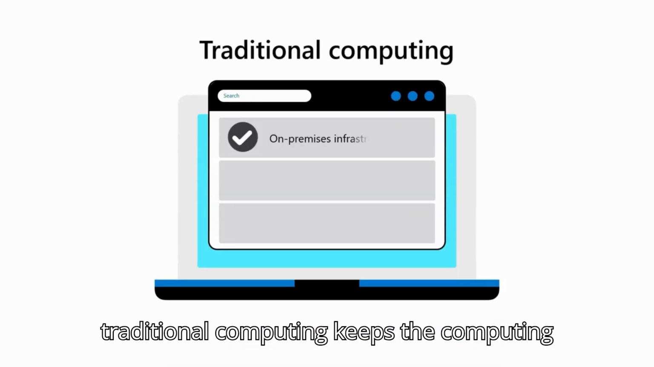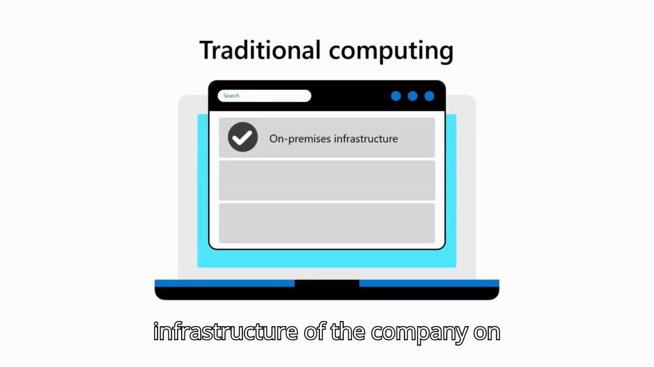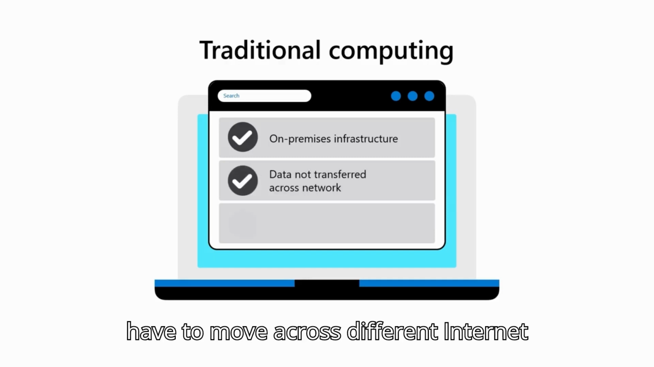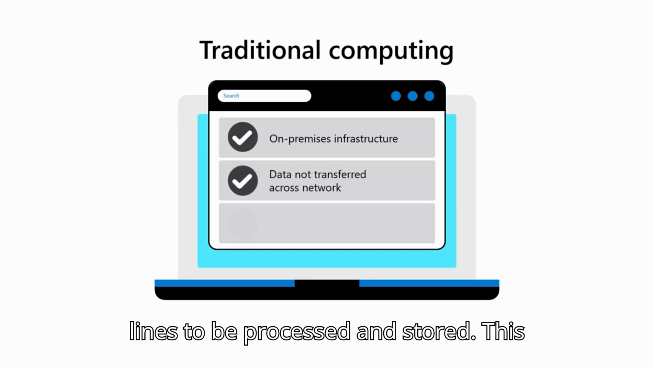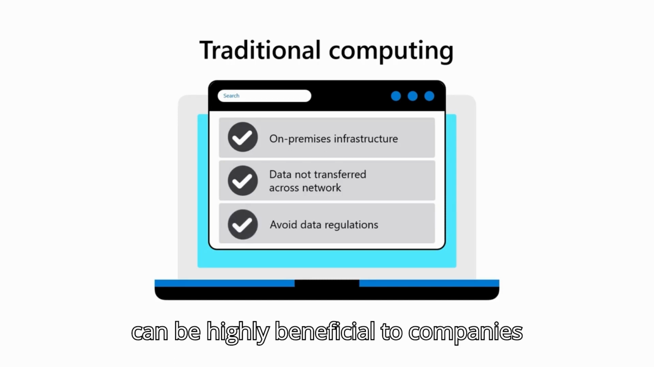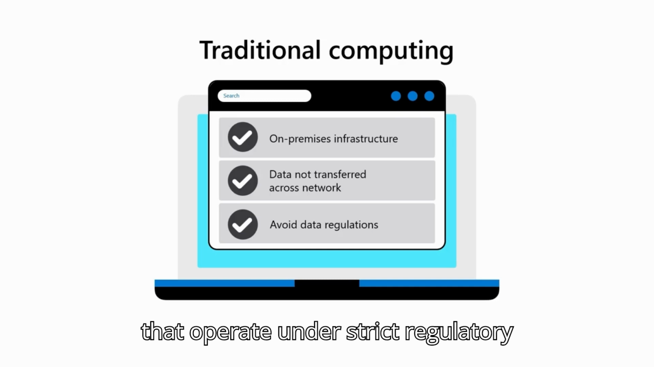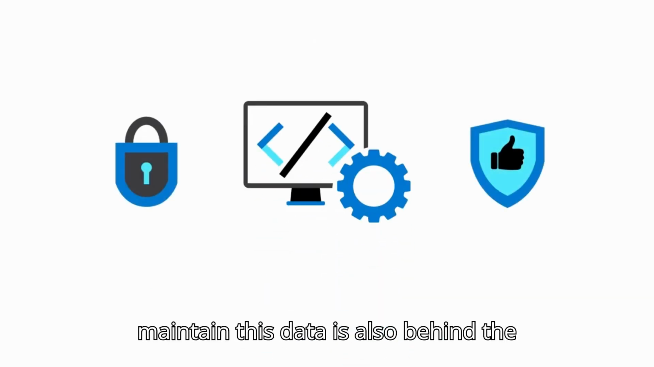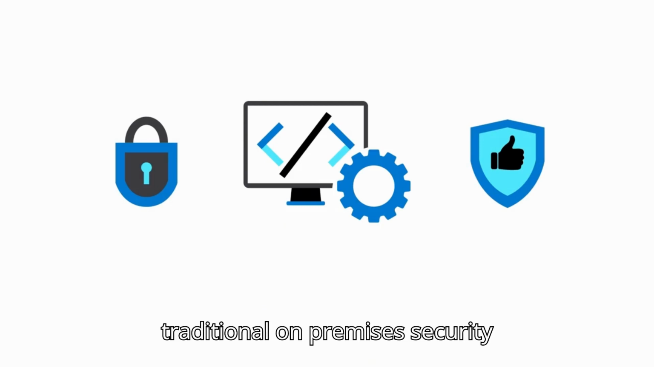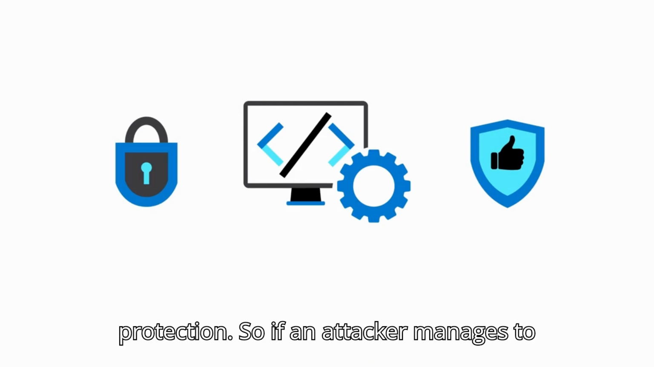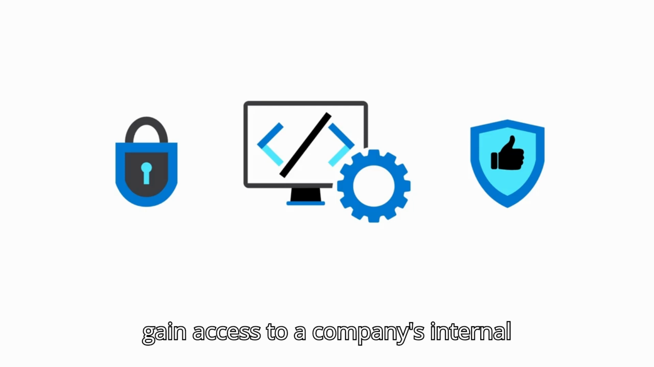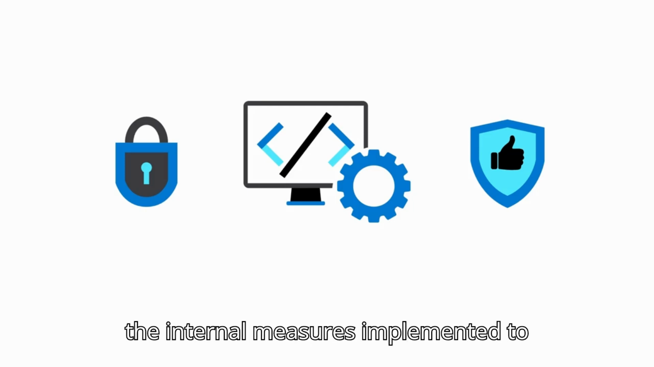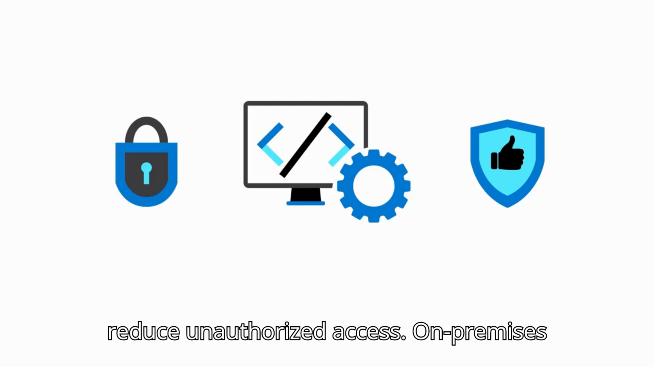Recall that traditional computing keeps the computing infrastructure of the company on premises. This means the data does not have to move across different internet lines to be processed and stored. This can be highly beneficial to companies that operate under strict regulatory requirements. The software used to maintain this data is also behind the traditional on-premises security measures, so they offer greater protection. So if an attacker manages to gain access to a company's internal operations, they will have to overcome the internal measures implemented to reduce unauthorized access.